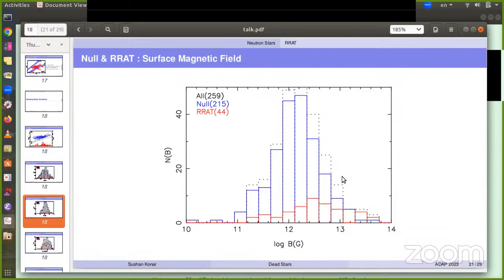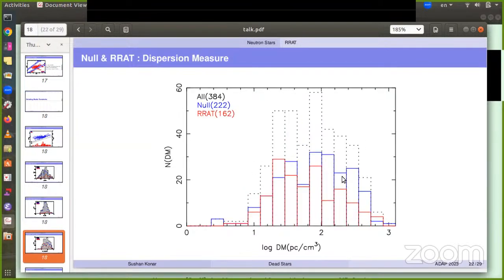This is a comparison between the magnetic fields of RRATs and nulling pulsars. Now here we are really treading on uncertain region because the number of RRATs is too small. The population sizes are not at all comparable. But even then, we can see that the magnetic fields are on the higher side compared to the nulling pulsars.